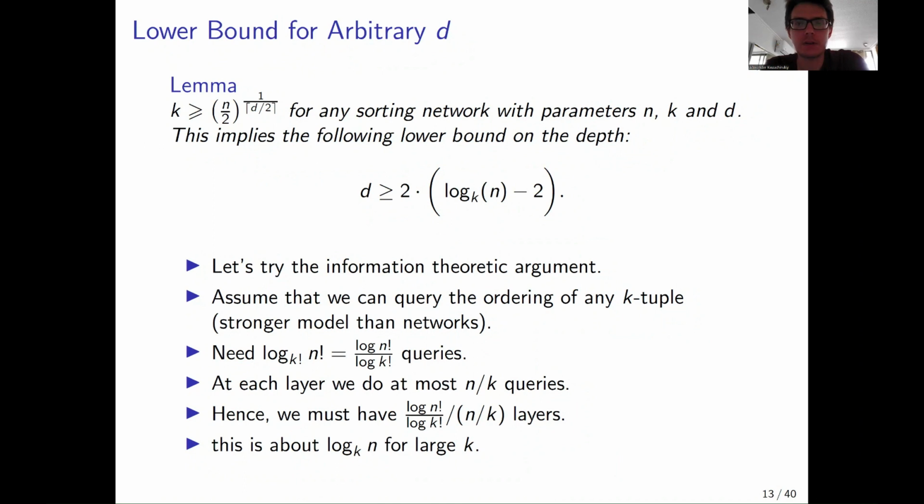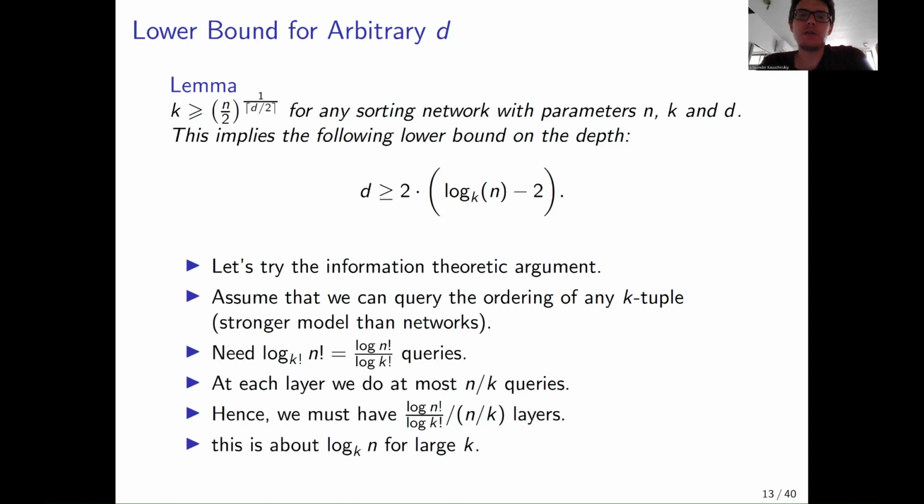As an illustration of our technique, I'll show you how to establish our lower bound for arbitrary d, which says that k should be at least n over 2 to the power 1 divided by the ceiling of d over 2. So basically, it's 2 over d. In turn, we can rewrite this lower bound, and it will state more or less that d should be at least 2 times log n base k.